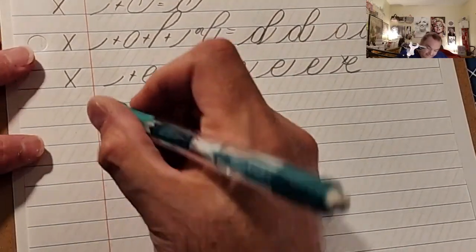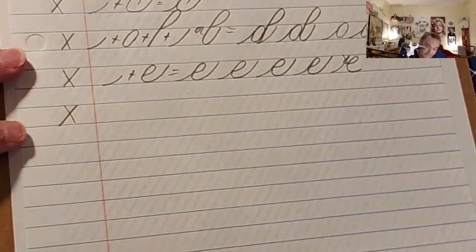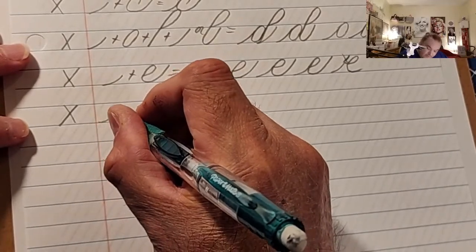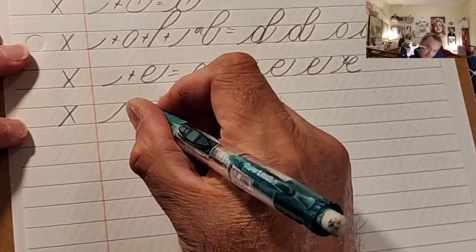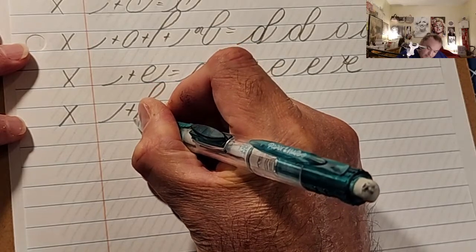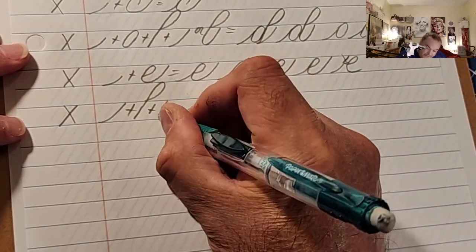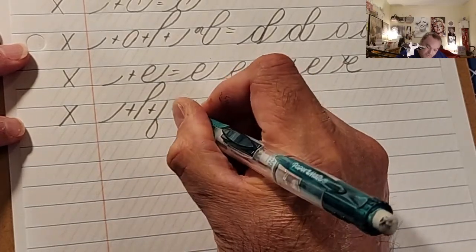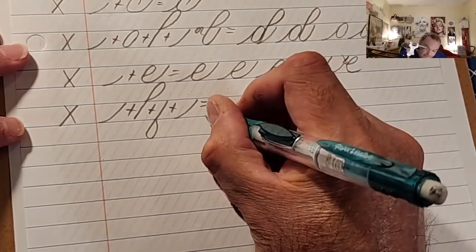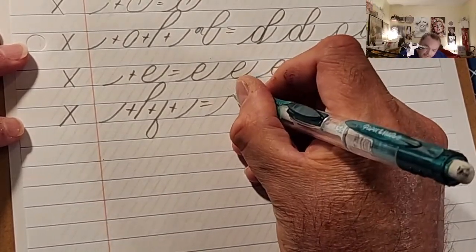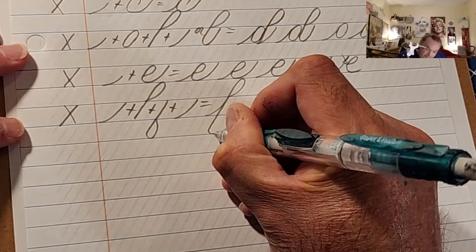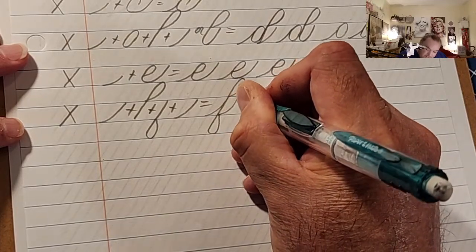All right, so let's do the F. The F is probably one of the most difficult letters to do because we're going to do a full upstroke plus an ascending stem loop plus a reverse descending stem loop plus an upstroke. And that will look like this. We're going to do a full upstroke, ascending stem loop, into a descending reverse stem loop, into an upstroke.